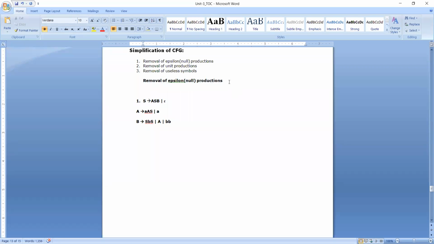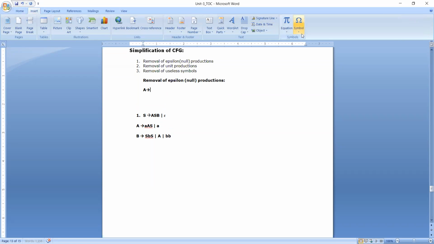Now let us see. Generally we know what an epsilon production is. An epsilon production is a production of this form, A derives to epsilon. Whenever you have a production like this, we call it an epsilon production.